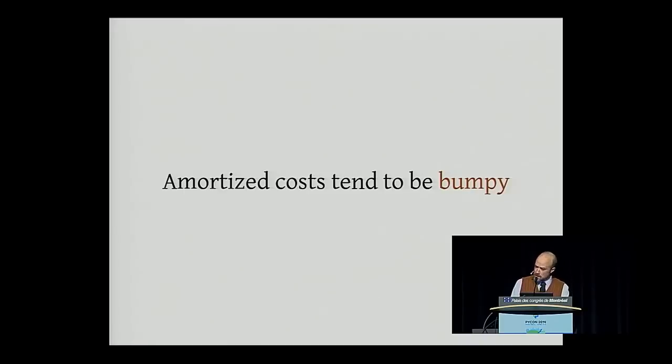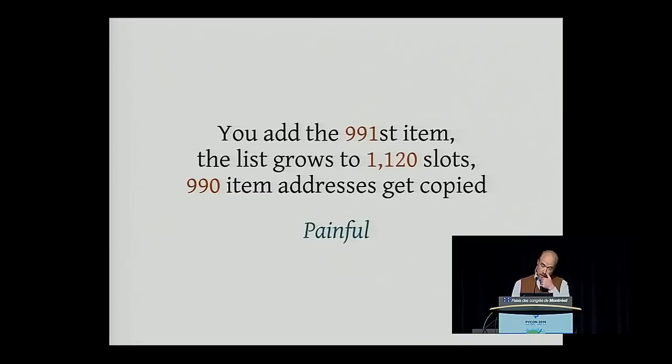Now, amortized costs do tend to be bumpy. When you add the 991st item, the list is going to jump up to 1,120 slots, and that particular append will be a bit slow because the list gets copied to a new location.